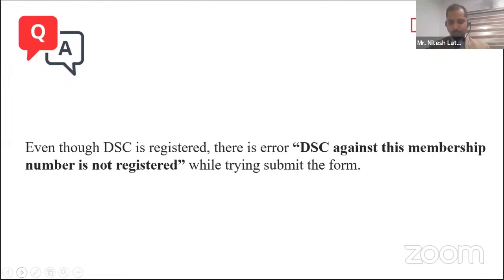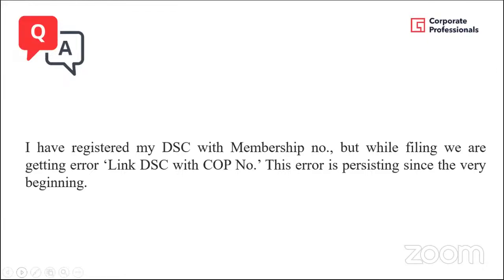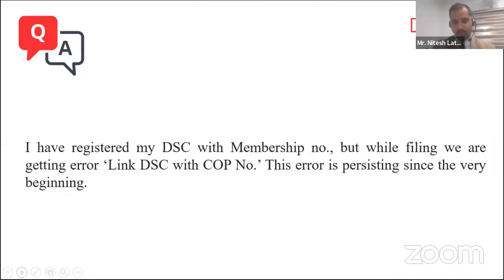Next, Shivam. In case of a professional, one error is showing that says link your DSC with the COP number. The COP number is not required. The only thing is, while linking ourselves as a professional, don't put A or F, choose Fellow or Associate. And if the COP is there, that will automatically get linked. Okay. Next.